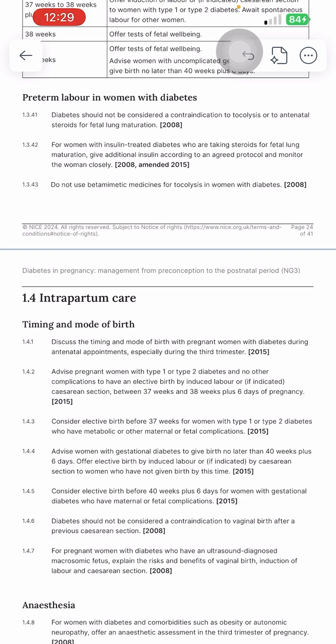For pregnant women with diabetes who have an ultrasound diagnosis of a macrosomic fetus, explain the risks and benefits of vaginal birth, induction of labor and cesarean section. If on ultrasound you find that the baby is macrosomic, obviously you have to plan early, or if the size is not suitable for vaginal birth, the better option in these cases is cesarean section.